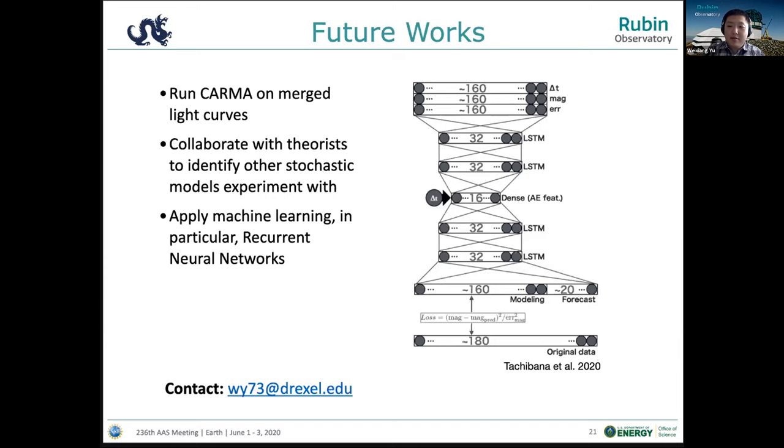Okay. Here's one from Paula Sanchez. She asks, how fast is the computation of these KARMA models? Can we run these models on all the AGNs in LSST?